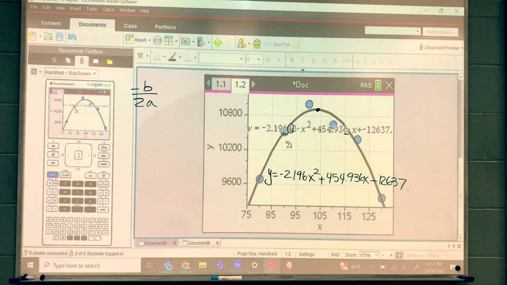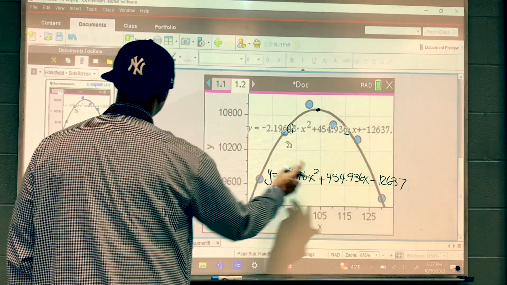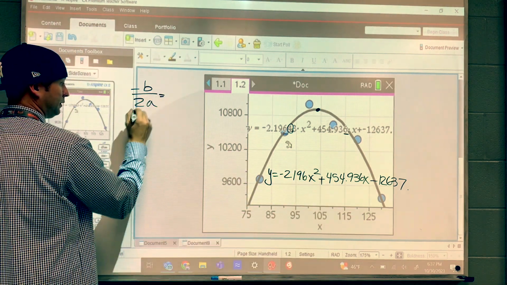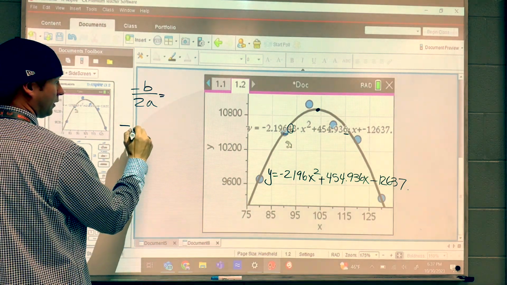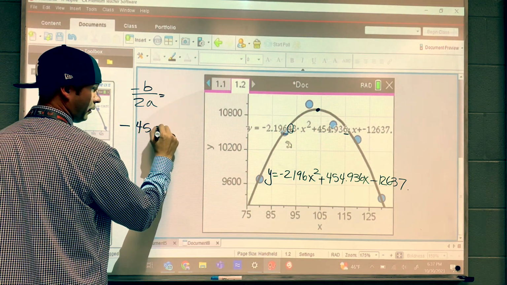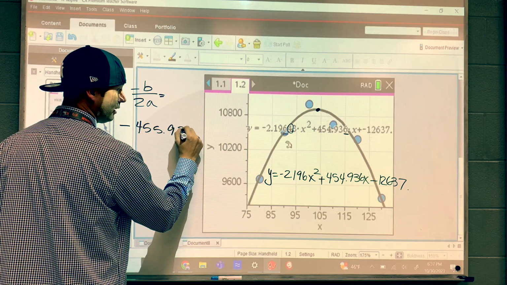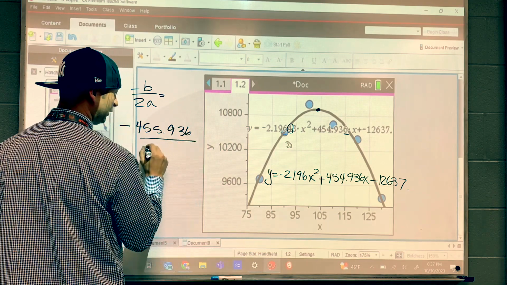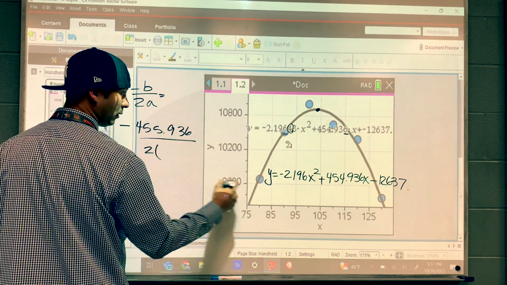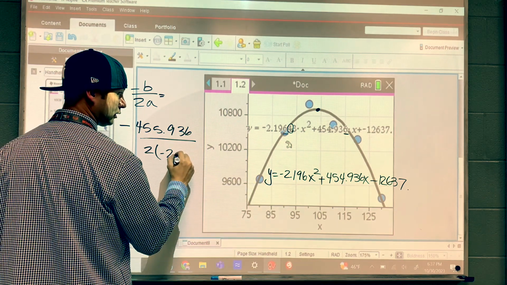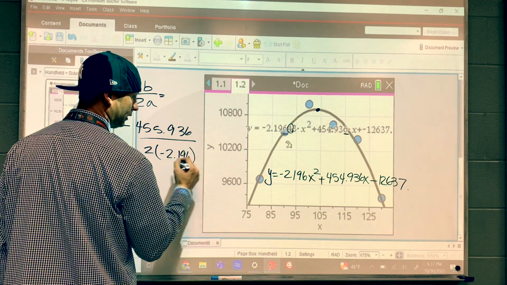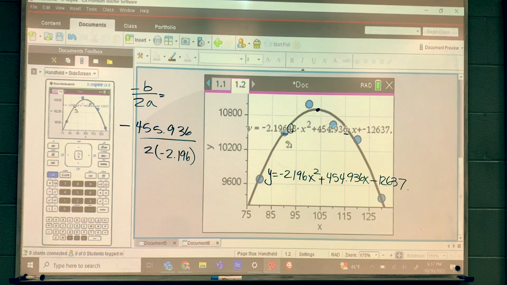There's definitely going to be calculator work. So negative b, which is this, negative 454.936 all over 2a. What's a right here? Negative 2.196. So negative b over 2a. Let's put that in the calculator.